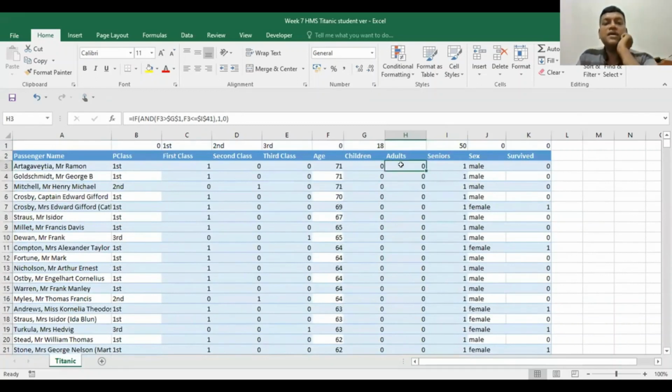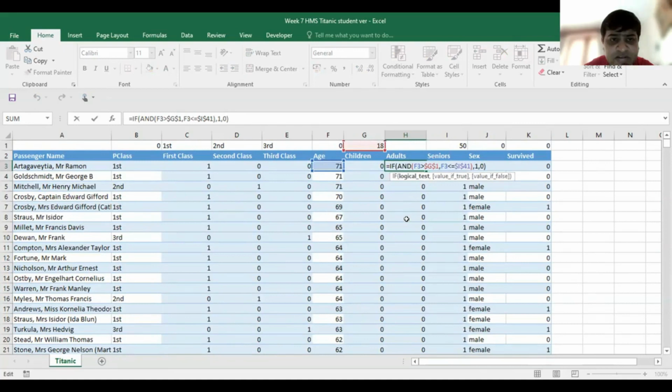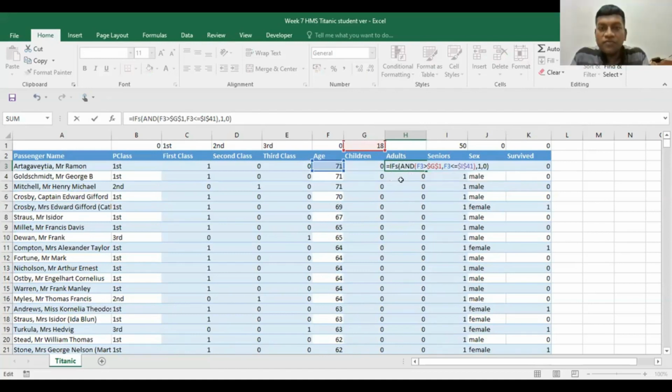So Sujendra, you're suggesting IFS, is it? Sir, IF with an AND condition works for my spreadsheet, so it should work. Absolutely, that's what it should do. I don't know why. But yeah, that's also an option. There are multiple ways. Let me try IFS. If logical test, value true, value false.